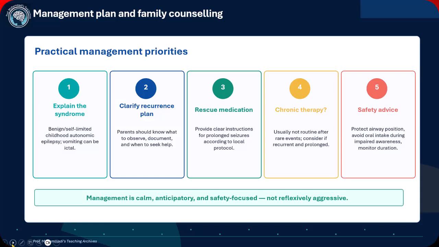Chronic anti-seizure medication is not always required after rare events, but it may be considered when seizures are recurrent and prolonged. Safety advice should include protecting the child from injury, avoiding oral intake during impaired awareness, positioning the child safely, and monitoring the duration of the event. Next slide, please.